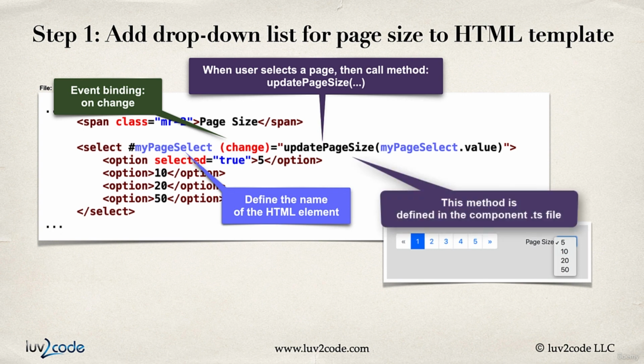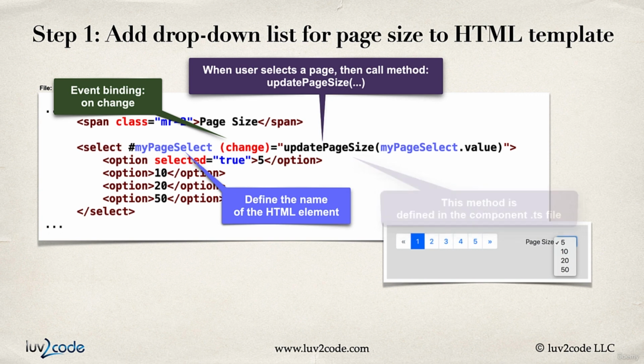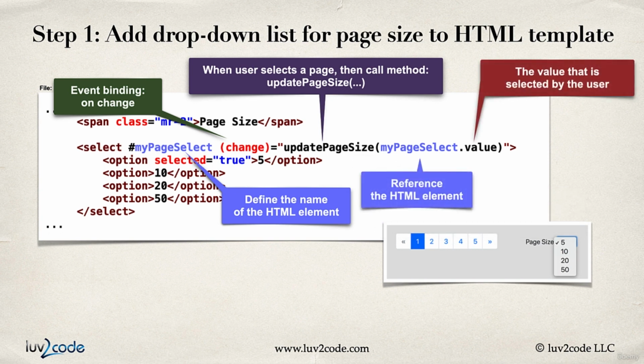And this method is defined in the component.ts file. So we'll pass in the value that is selected by the user, and that's the value of 5, 10, 20, or 50, depending on whatever they select.